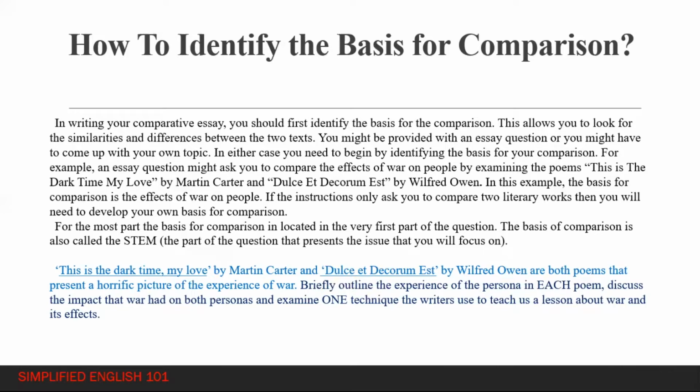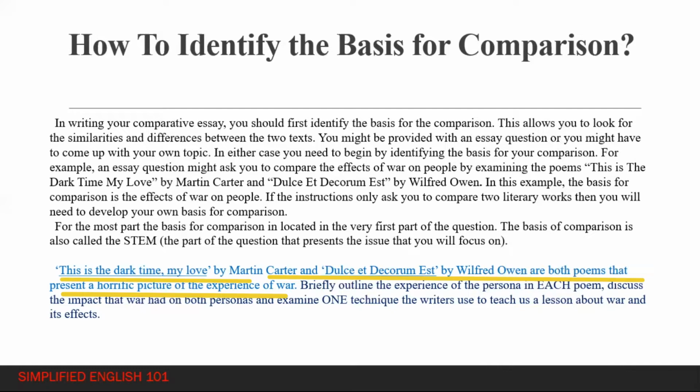This Is the Dark Time I Love by Martin Carter and Dulce et Decorum Est by Wilfred Owen are both poems that present a horrific picture of the experience of war. I want you to notice that although CXC will not color code the questions for you, I have done so for you. This first part of the question highlights the basis of comparison, which is the horrific picture of the experience of war. And you're going to be looking out for this in both poems.